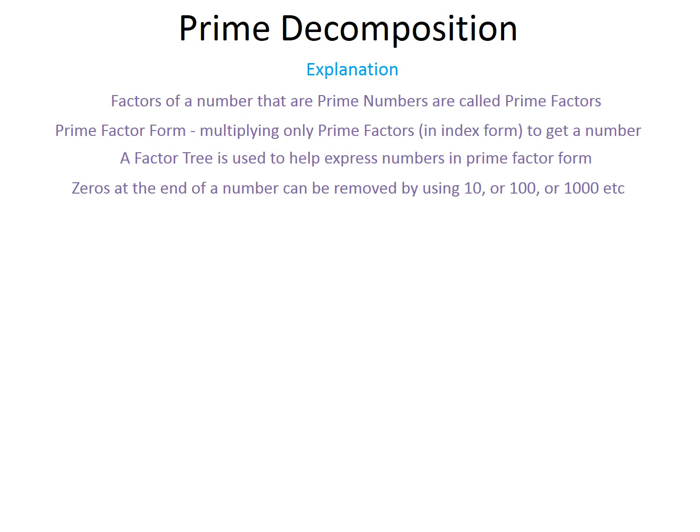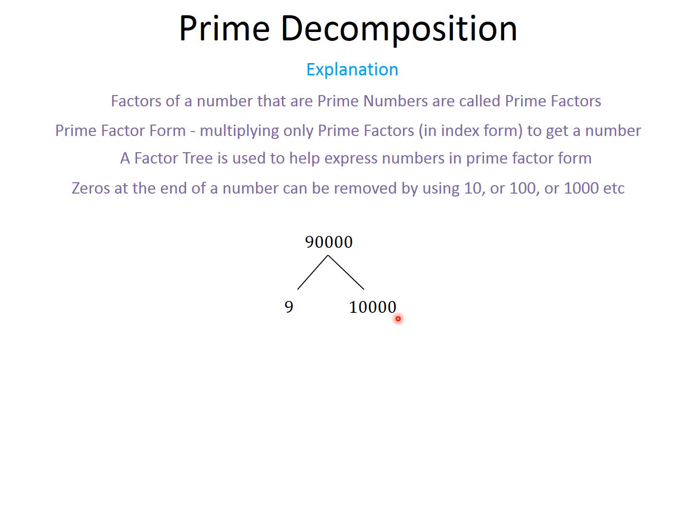Now, when there's zeros at the end of a number, like this one here, that's 90,000, there's a technique we can use to split the zeros off and deal with them separately. And so what I do when I split it up is I put the 9 on one side here, and I put a 1 with all the zeros on this side. So that's 9 times 10,000, which equals 90,000. And then I can deal with the 9 normally. That'd just become 3 times 3.